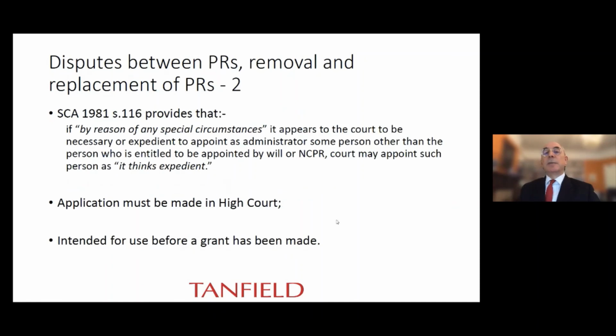I'm going to deal with Section 116 of the Senior Courts Act 1981 first. This provides that if by reason of any special circumstances it appears to the High Court to be necessary or expedient to appoint as an administrator some person other than the person who, but for this section, would have been entitled to the grant, the court may in its discretion appoint as administrator such person as it thinks expedient, and any grant of administration under this section may be limited in any way the court thinks fit. The wording of this, and in particular the wording of subsection 1, indicates that it's intended for use before a grant of representation has been made. Could I have the next slide, please?